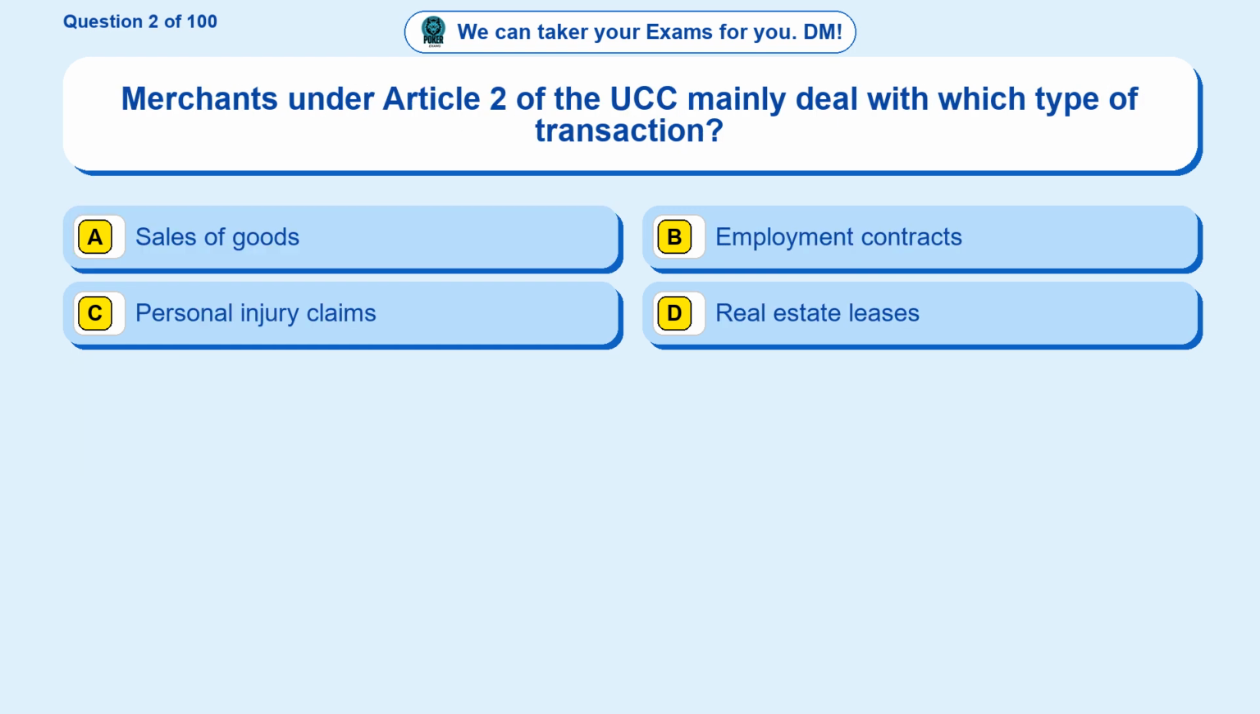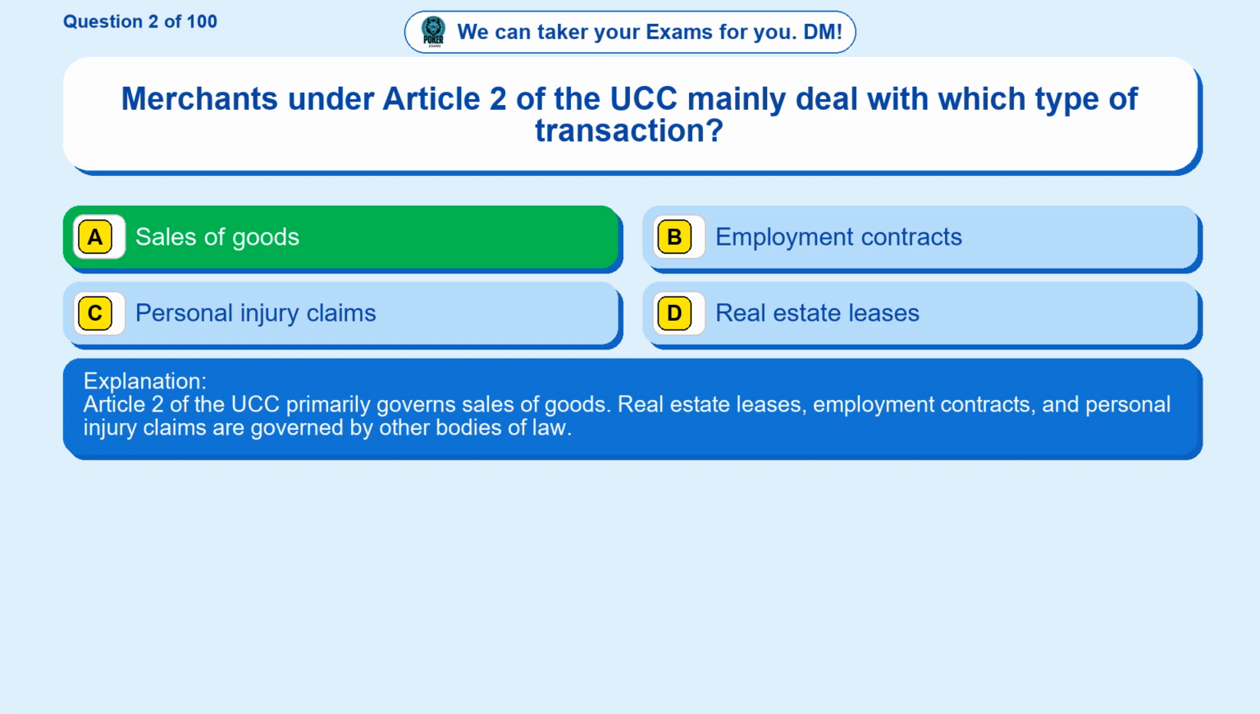Question 2. Merchants under Article 2 of the UCC mainly deal with which type of transaction? Option A, sales of goods. Option B, employment contracts. Option C, personal injury claims. Option D, real estate leases. The correct answer is option A. Sales of goods. Article 2 of the UCC primarily governs sales of goods. Real estate leases, employment contracts, and personal injury claims are governed by other bodies of law.